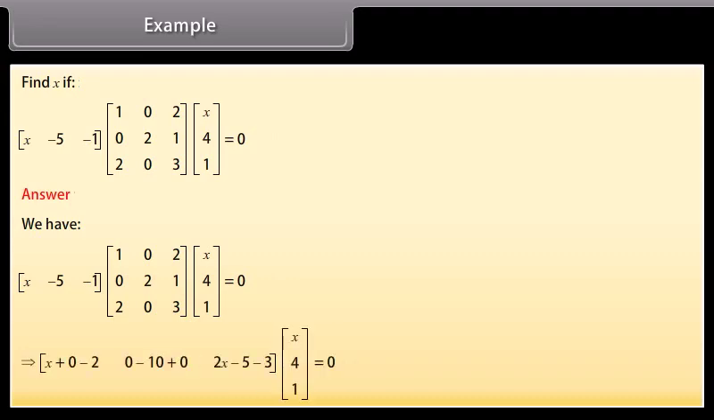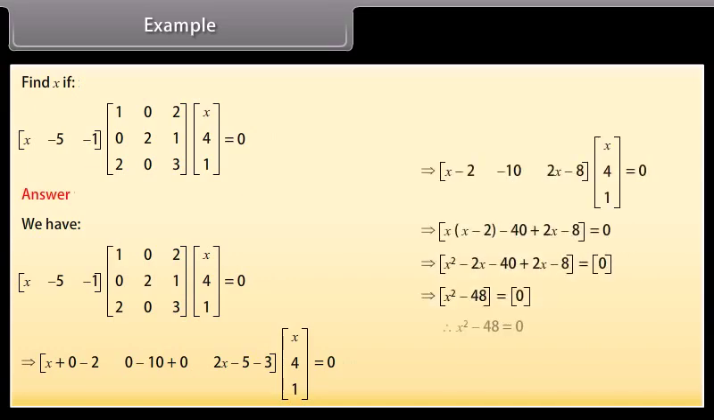It implies that matrix row-wise first row x plus 0 minus 2, 0 minus 10 plus 0, 2x minus 5 minus 3 multiplied by matrix row-wise first row x, second row 4, third row 1 is equal to 0. Solving this, we get x squared minus 48 is equal to 0. It implies x squared is equal to 48. It implies x is equal to plus or minus 4 square root 3.